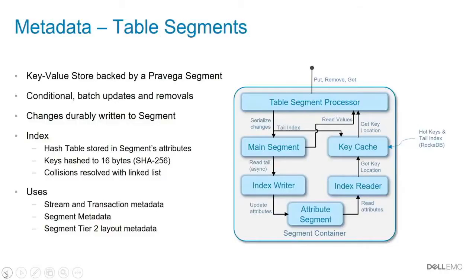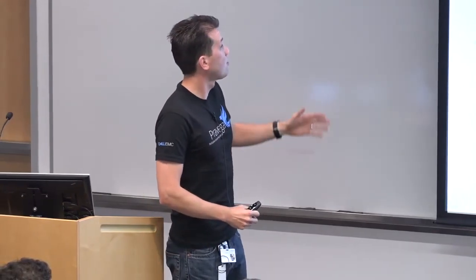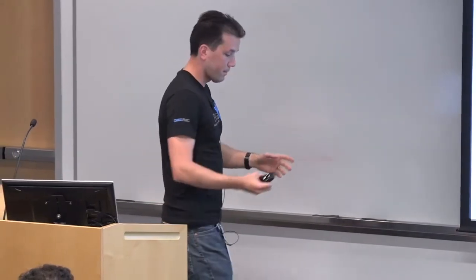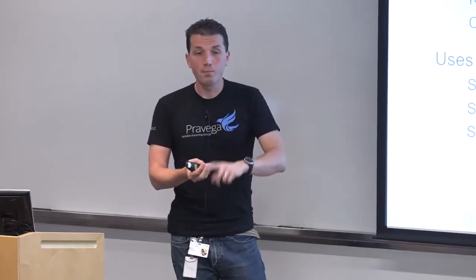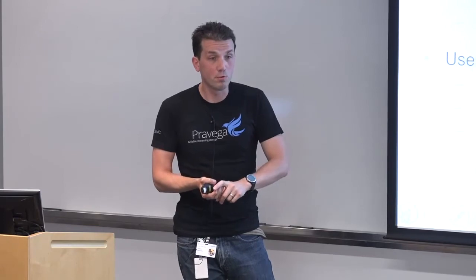So attributes being 16 bytes to 8 bytes weren't very useful for everything. We needed something where we can store an arbitrary key to an arbitrary value. So based on that, we exposed another primitive called the table segment, which is literally a key-value store backed by a Pravega segment. This enables us to do updates, removals, batch updates and removals, and conditional updates and removals, and of course conditional and batch updates at the same time.